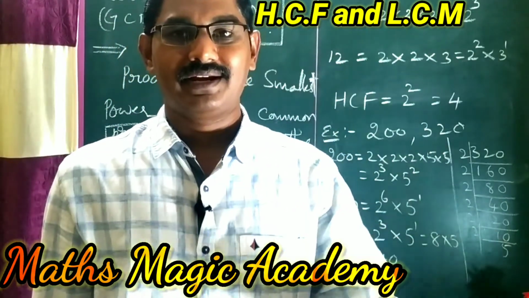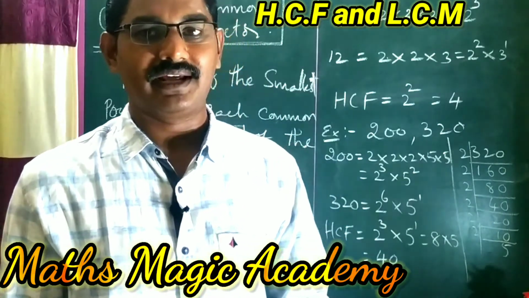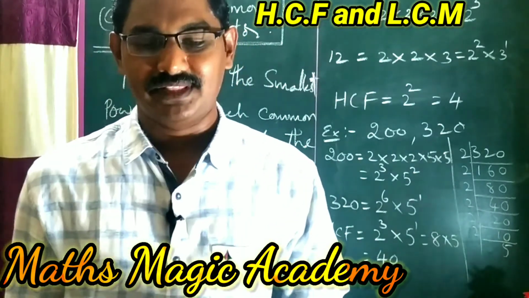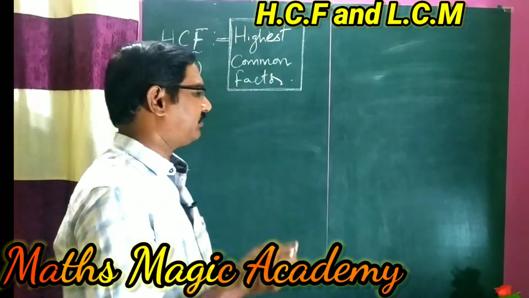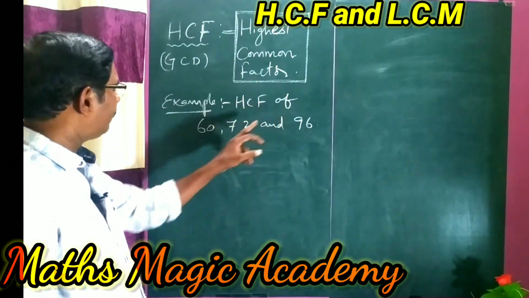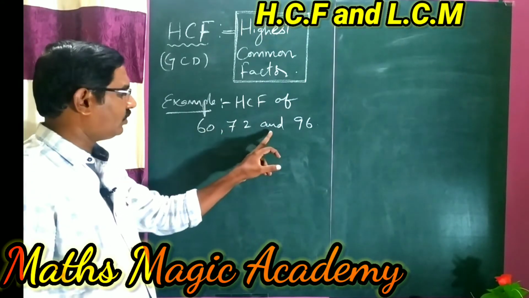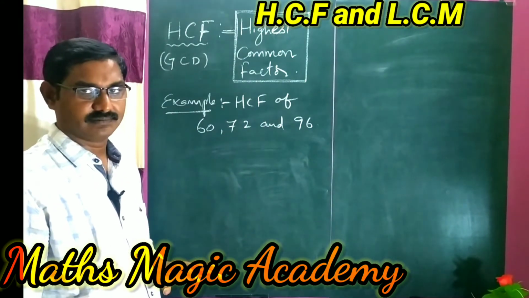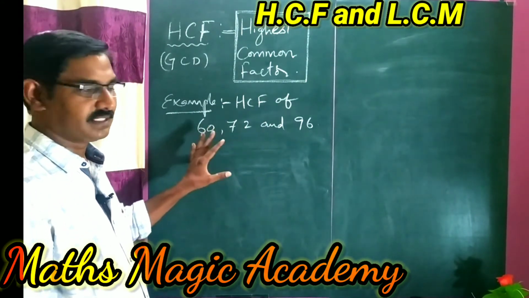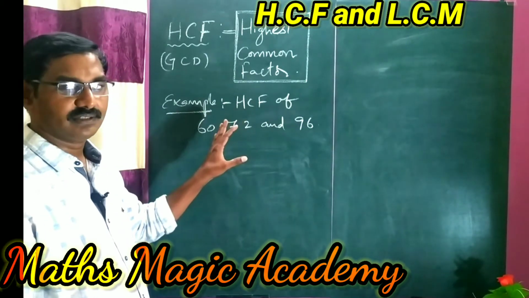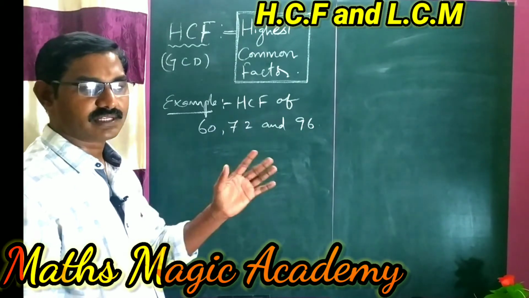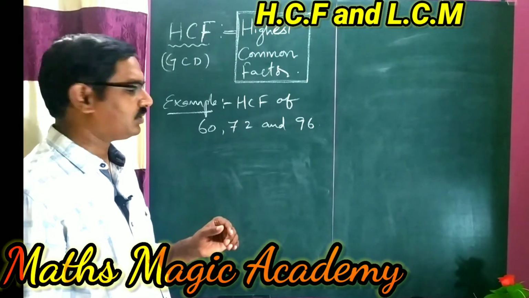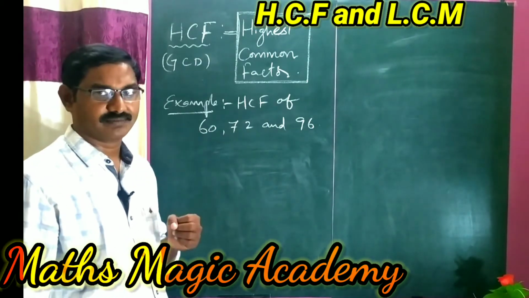Now we will go for the division method. How to find the HCF by using the division method? By taking one simple example, we will discuss the division method. What is the HCF of 60, 72 and 96? Before finding the HCF of these three numbers, we have to follow 3 steps. Step 1: first you have to choose any 2 numbers.